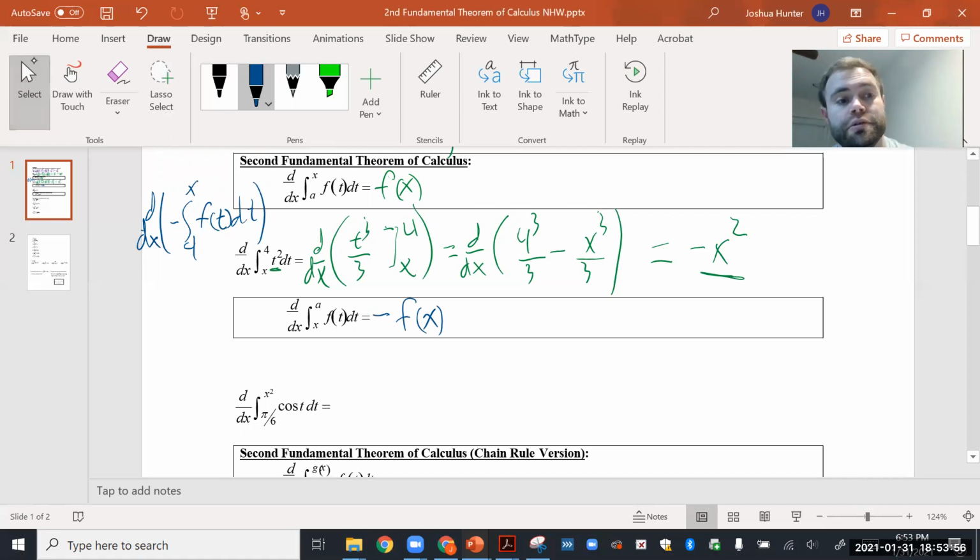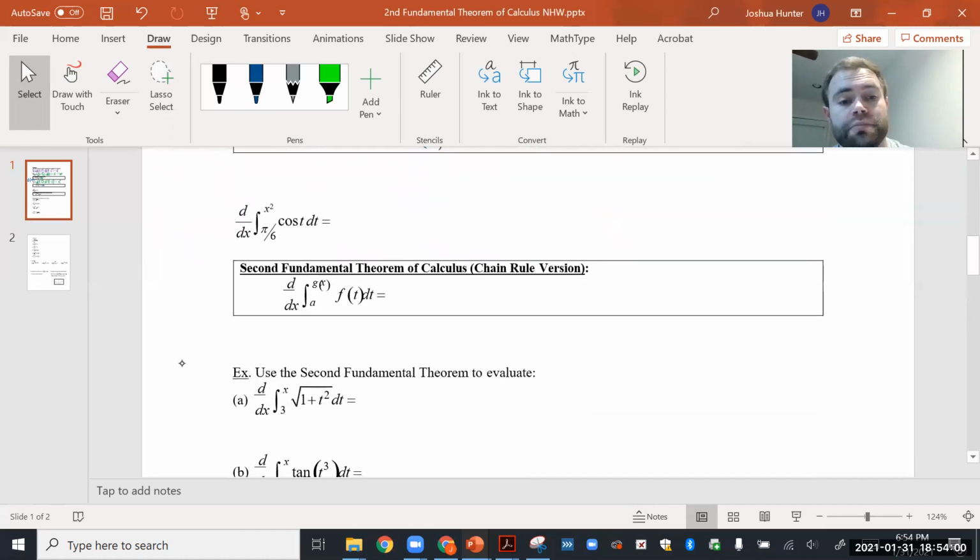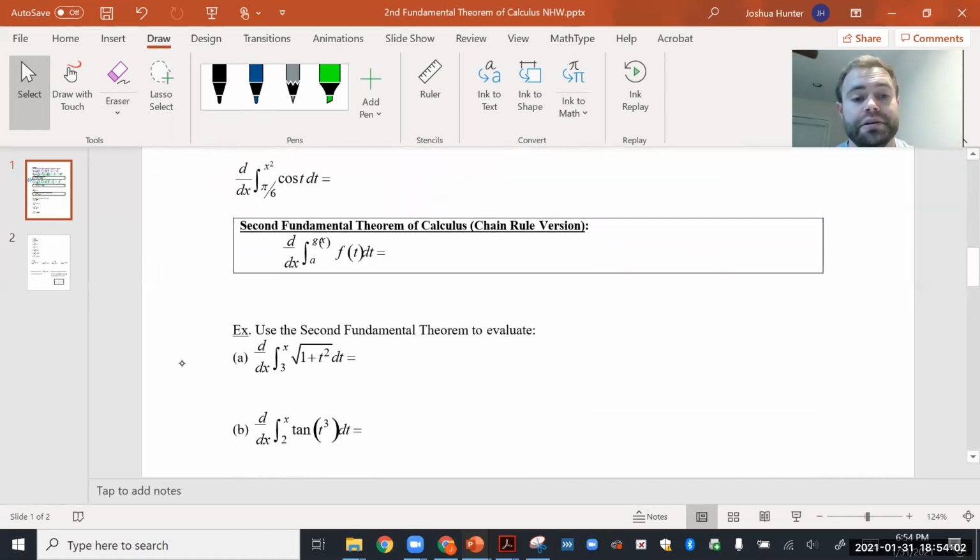Okay, well now, let's see what happens when the upper limit isn't just x. Our upper limit here is x squared. So our upper limit is a function of x, not just x. Our upper limit here would have a derivative of something other than just 1. And so we're going to discover this the same way we did the other ones.